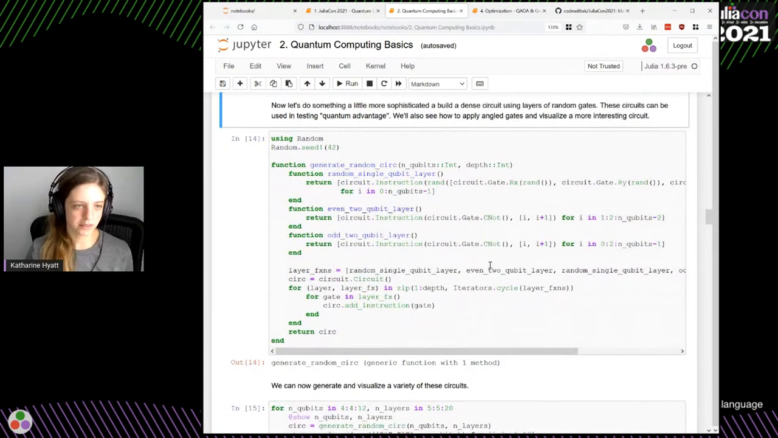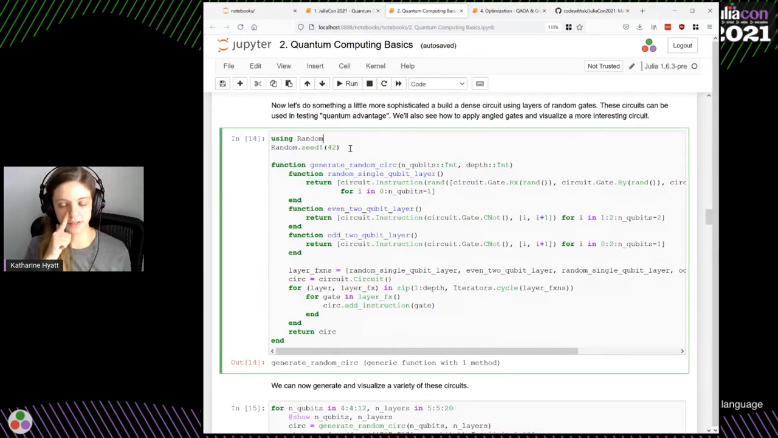So what we're going to do is build a little mock-up of some of these. Most circuits that are actually considered for quantum advantage are on many more qubits than we'll be able to consider here, but just as a prototype, we can try this now. And we'll use some nice Julia functionality to do this. Okay, so we're going to import Julia's random standard library, which is great. We're going to set the seed to 42, the canonical best seed, and then we're going to generate a circuit.